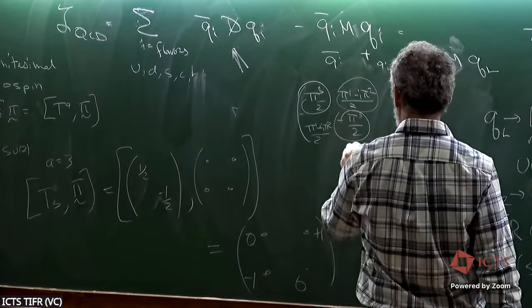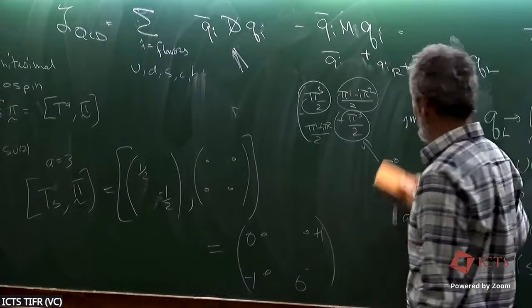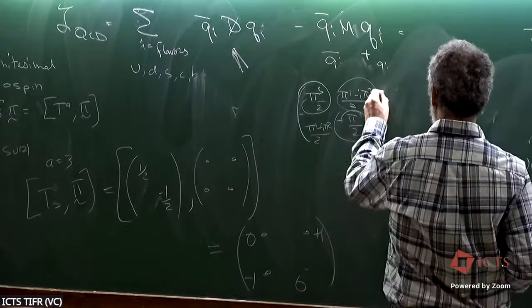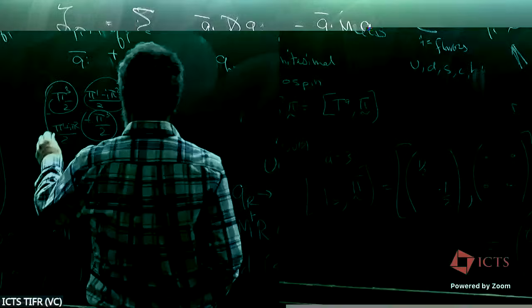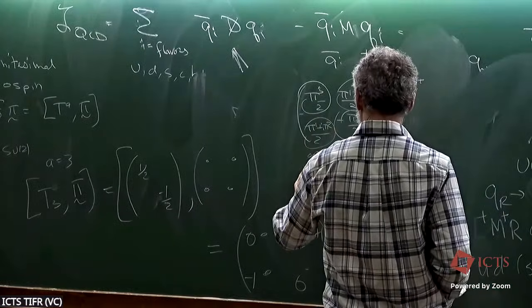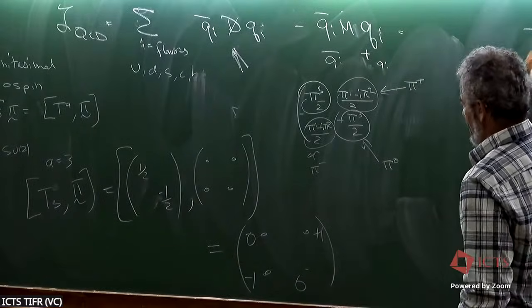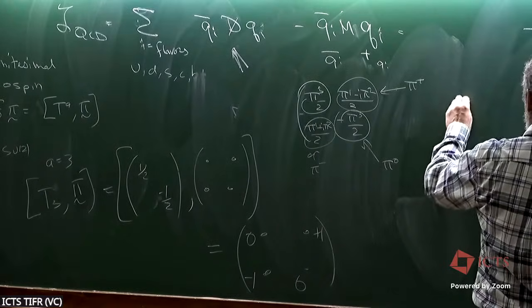So this guy must be our pi 0 because it's got isospin 0. And this picks up a charge 1, so this must be our pi plus, because that is isospin plus 1, and this must be our pi minus. So now, the only question is, how do we normalize it?